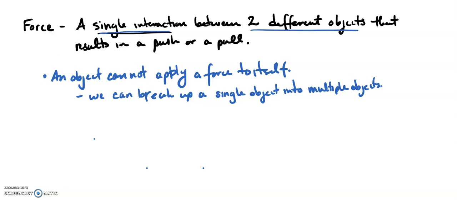You can't slap yourself in the face. That's not possible because you can't hit yourself. But you can have your hand hit your face. So again, I'm taking a bigger object in both situations and breaking them up into multiple smaller objects.